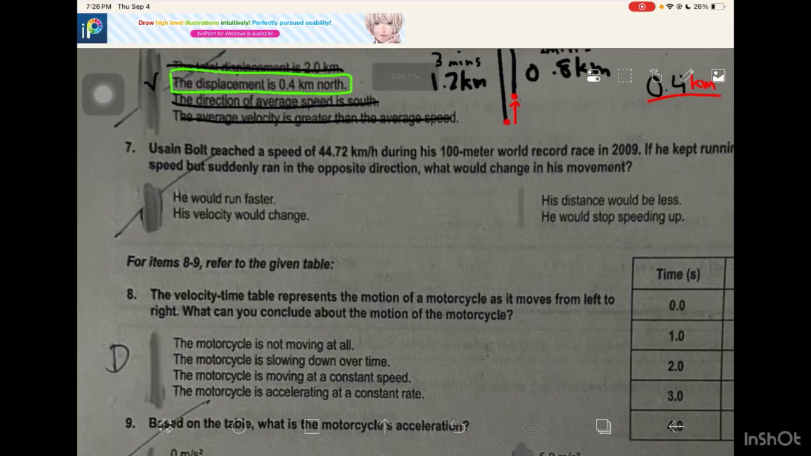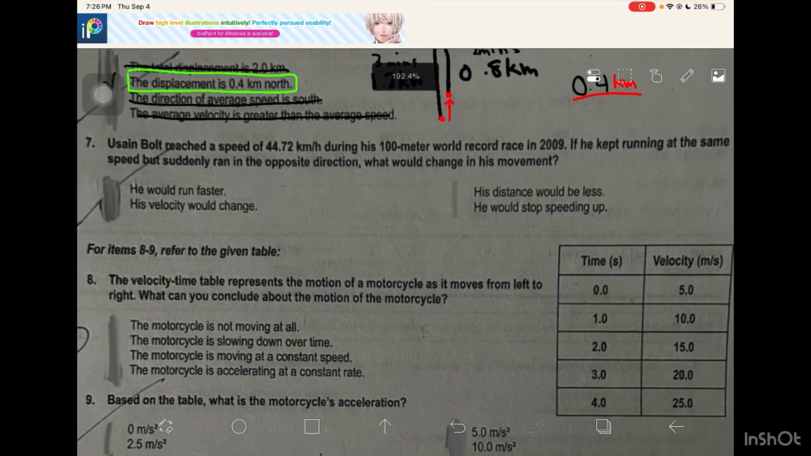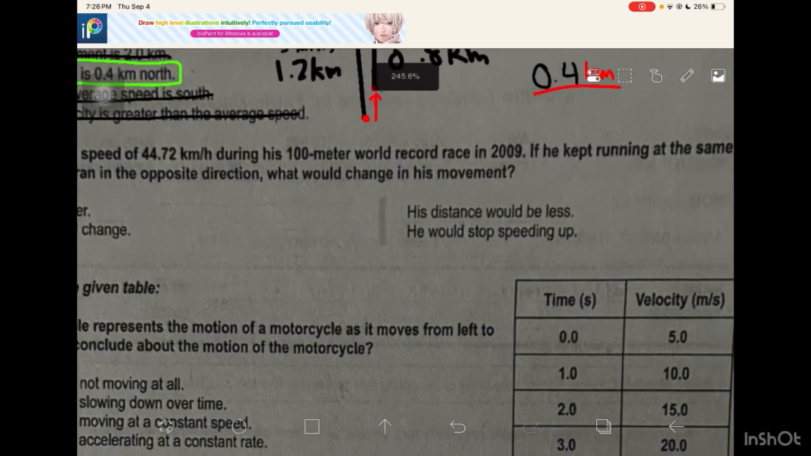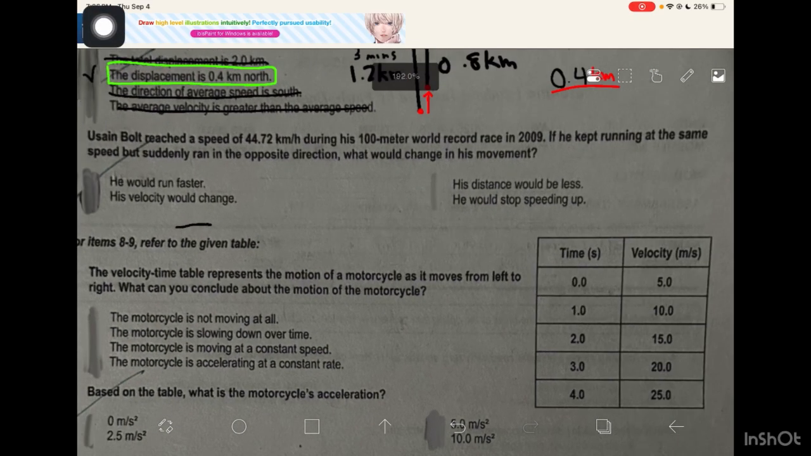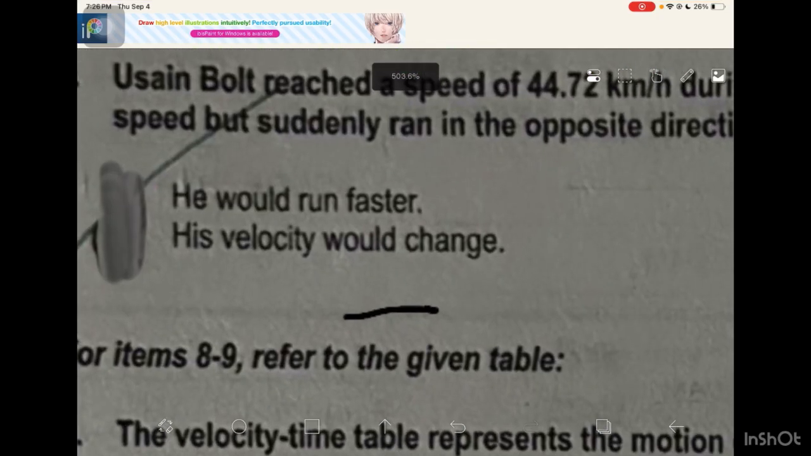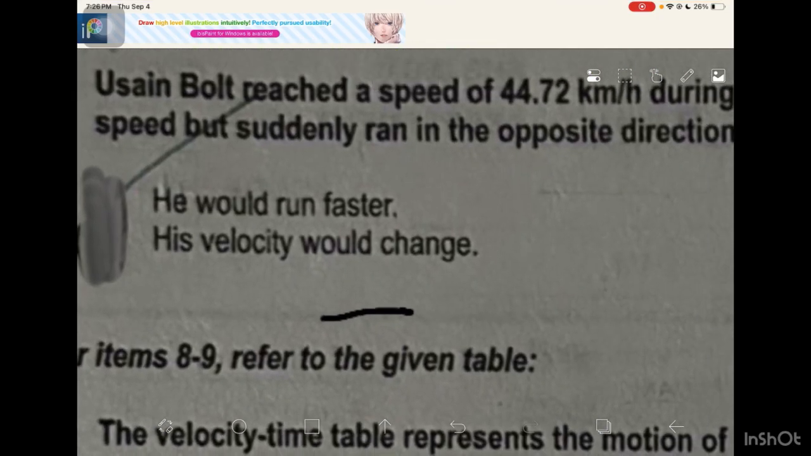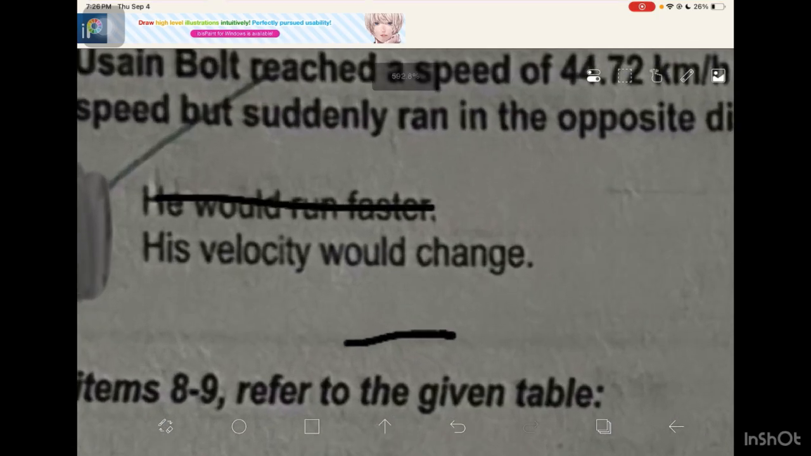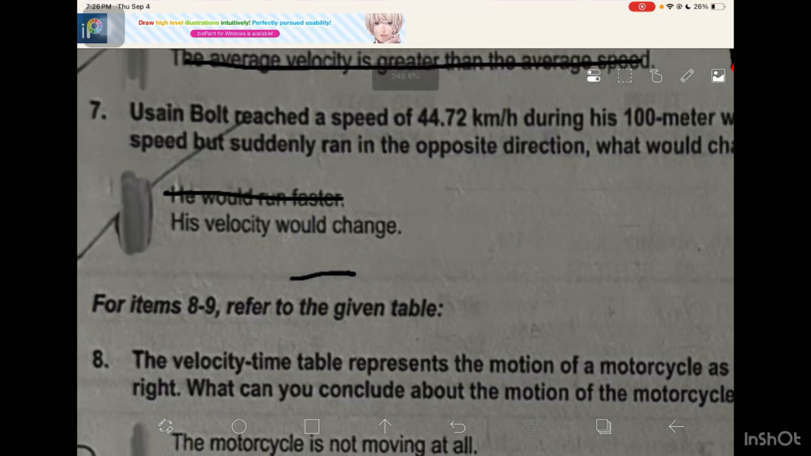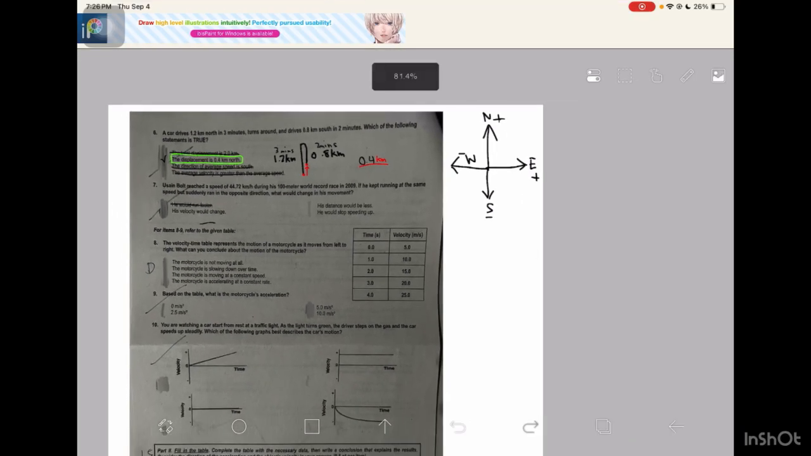Number 7. Usain Bolt reached a speed of 44.72 kilometers per hour during his 100-meter world record race in 2009. If he kept running at the same speed but suddenly ran in the opposite direction, what would change in his movements? So first and foremost, he would run faster is immediately wrong because it states running at the same speed, so false. His velocity would change. So his velocity would change is the correct answer.